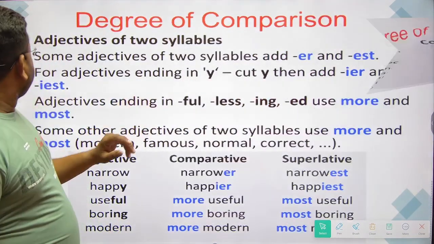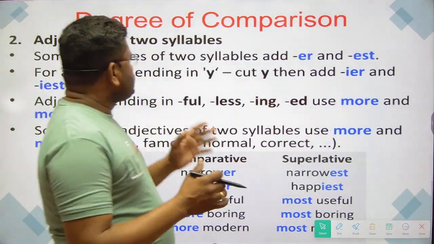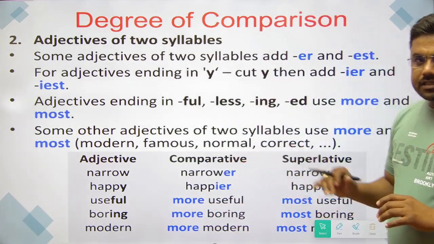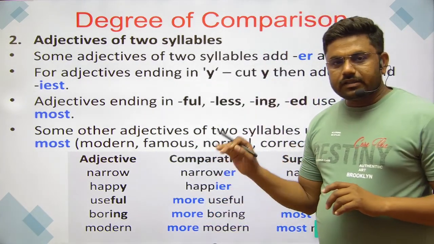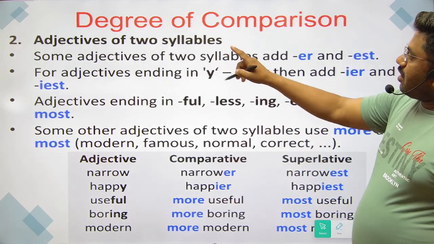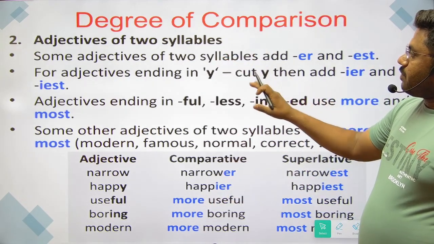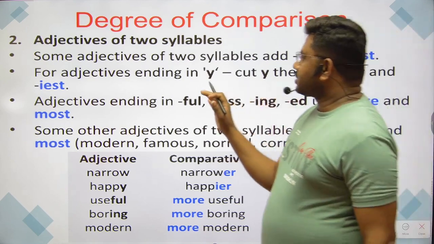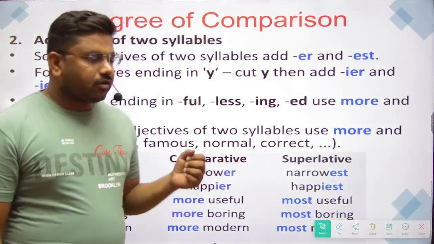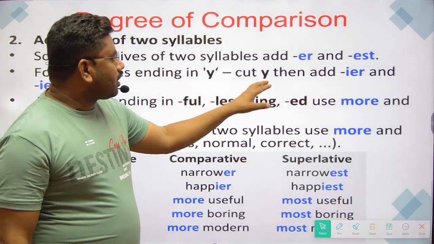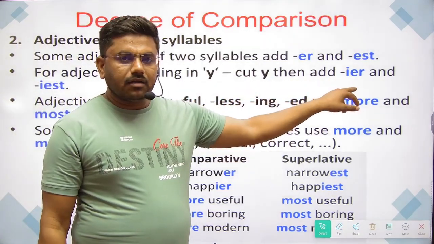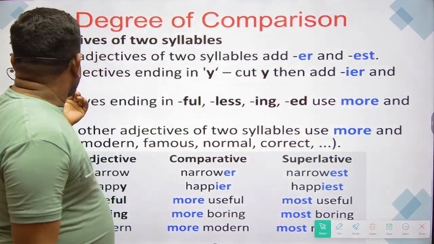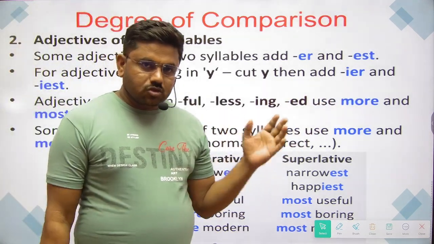Now, degree of comparison: some adjectives have two syllables, three syllables. So what to do for that? See here, adjectives of two syllables. Some adjectives of two syllables take -er and -est, and some adjectives ending in y: cut the y and then add -ier while doing the comparative, and -iest in the superlative degree.